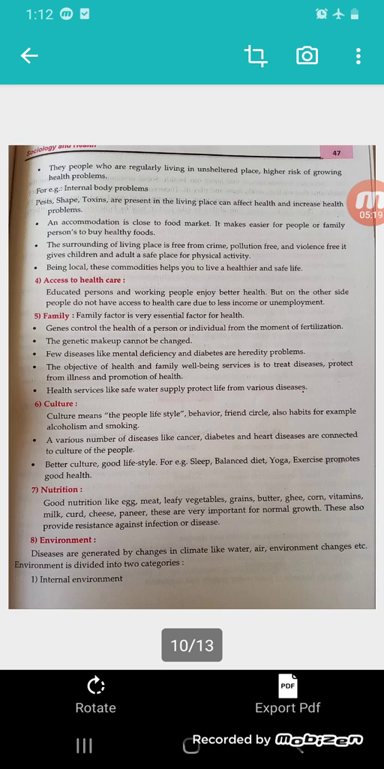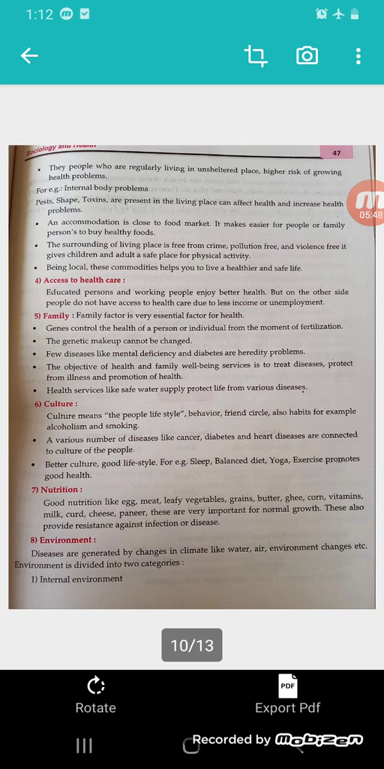The surrounding of the living place should be free from crime, pollution and violence. It gives children and adults a safe place for physical activity. Being local, their commodities help you to live a healthier and safe life.